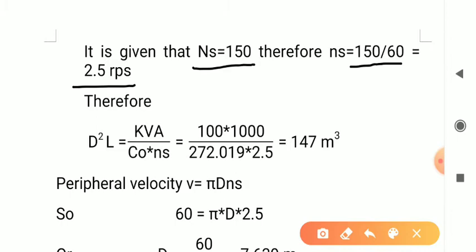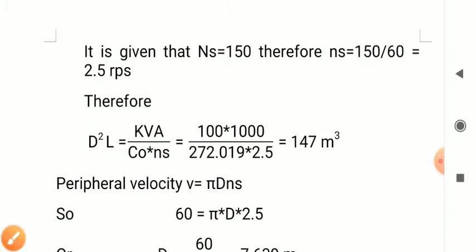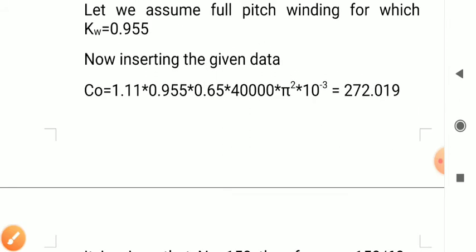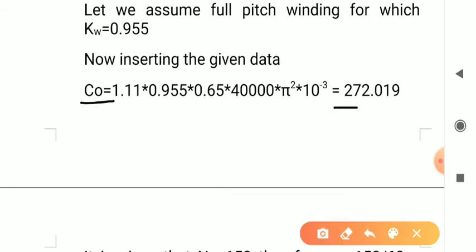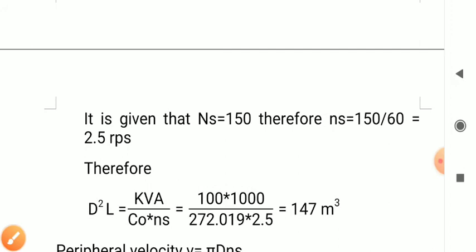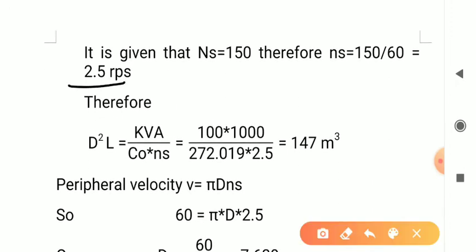So, therefore, if we put these values in the D square L equation, then it becomes 100 into 1000, that is kVA, divided by 272.019, which is the output coefficient CO, which we have already calculated in the previous step, into the ns. ns is equal to 2.5 revolutions per second, and after calculating this we will get 147.